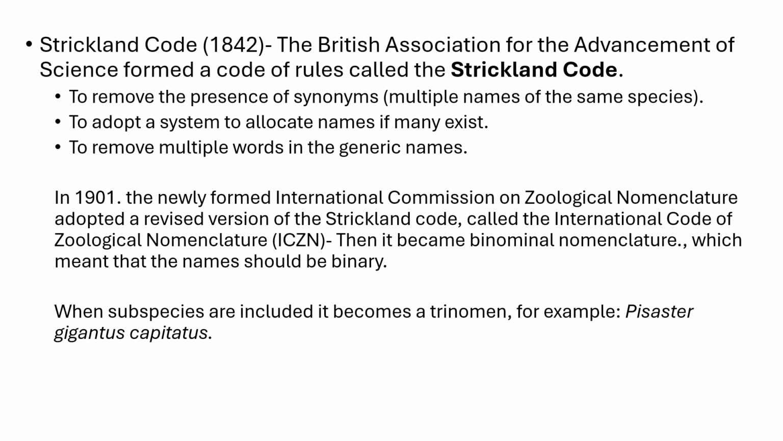It can also happen that, for certain reasons, you might have to use the subspecies name, which is why then it will become a trinomen. For example, the Pacific sea star, which we just talked about, can also be named as Pisaster giganteus capitatus. The capitatus here is a subspecies, a sort of variety of this species.